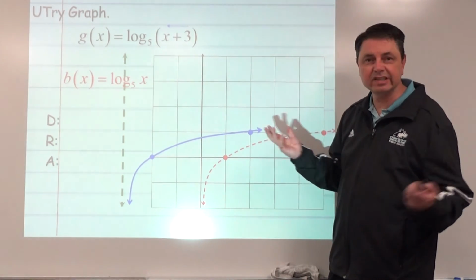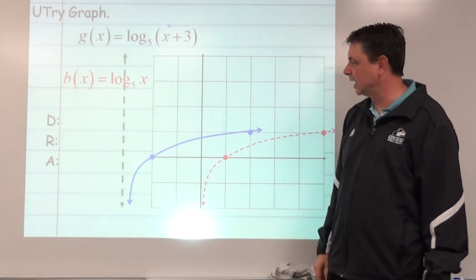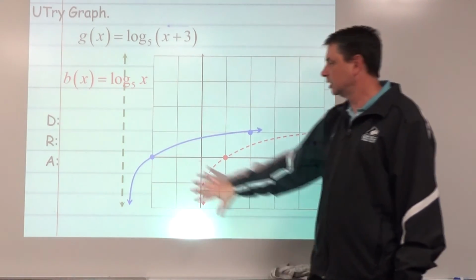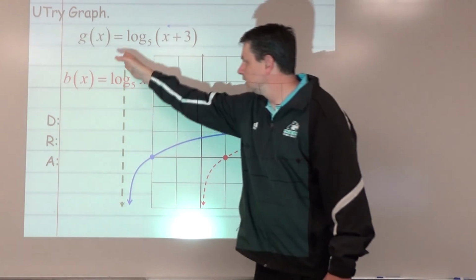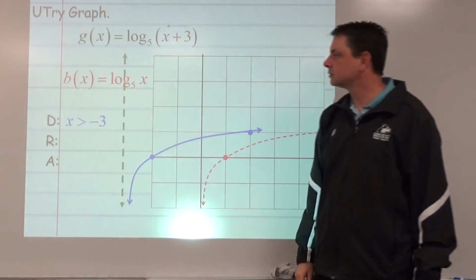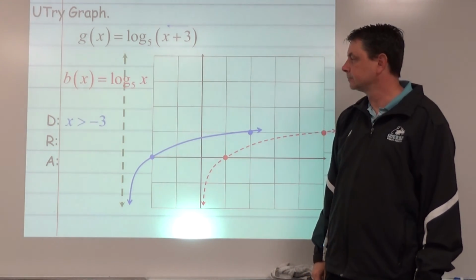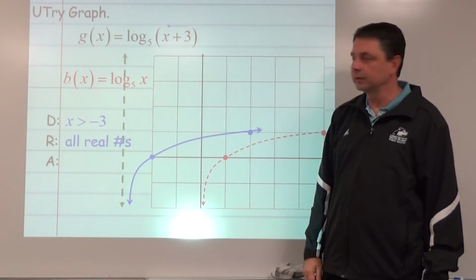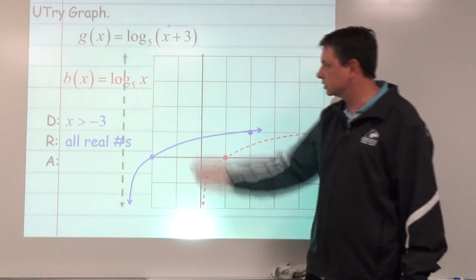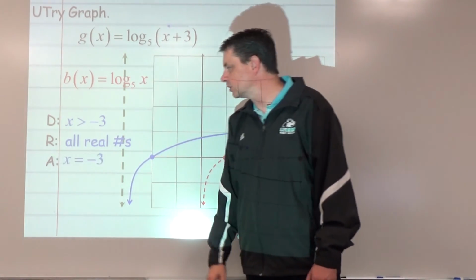I didn't say it, but let's see if we can go through and think of what's the domain. All of our points, our curve, everything is to the right of -3. So x is greater than -3. The range, all real numbers. And the asymptote, vertical line, x equals -3.